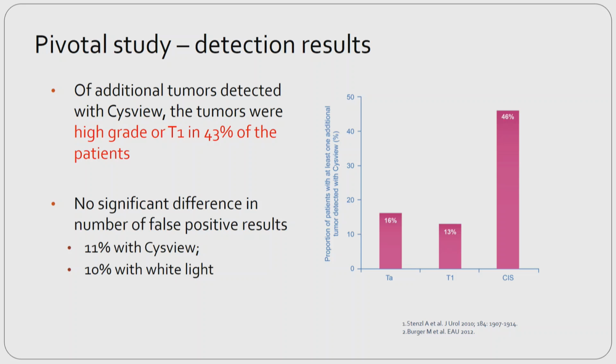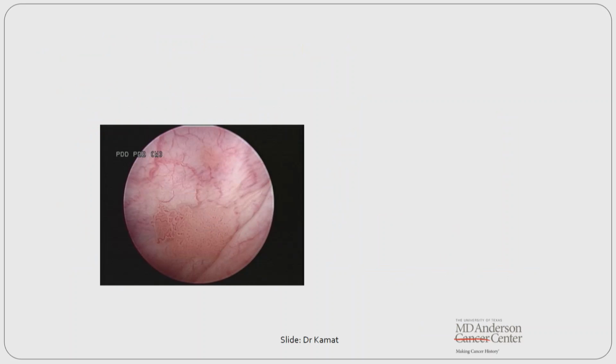There was no difference in the false positives. You'll often hear people talk about blue light and say, well, I'm biopsying things that don't really look like tumor to me. They're shining pink and I don't know what to do with these. The incidence of false positive with the white light cystoscopy biopsy, when you biopsy something that looks suspicious, or blue light positive biopsy is the same. It's in the range of 9, 10, 11%, depending on which study you look at.